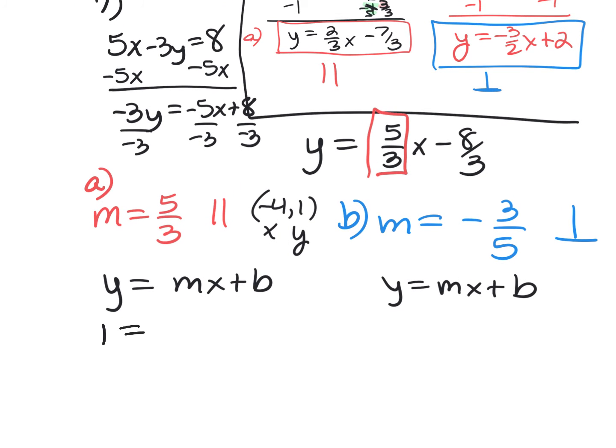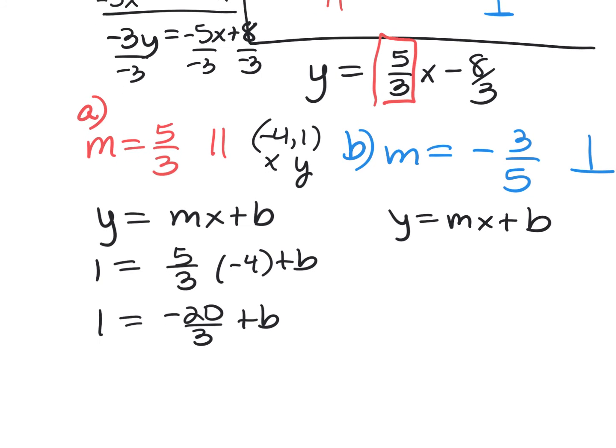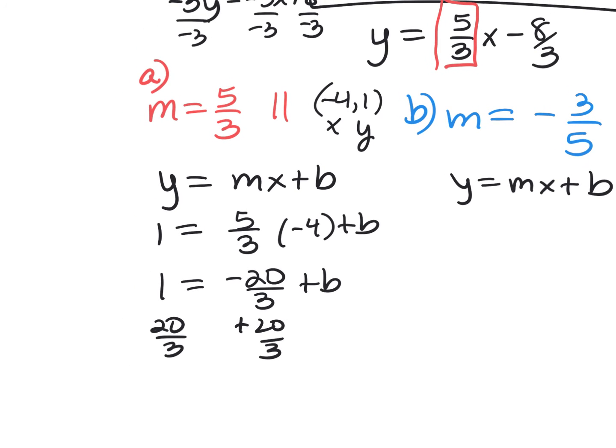So 1 equals 5/3 times -4 plus b. 1 equals -20/3 plus b. I need to move the 20/3. I'm going to change the 1 again into a 3/3. So now I get 23/3 is my y-intercept.